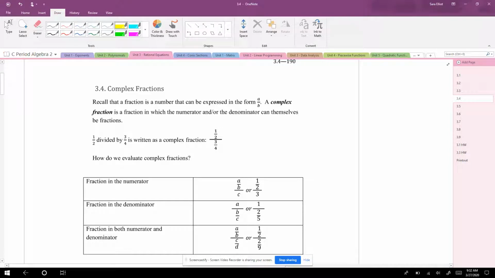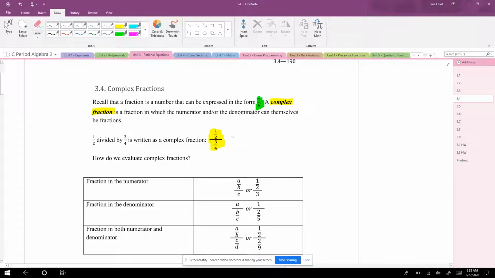Alright, so today we'll do section 3.4, starting on page 190, which is complex fractions. A fraction is just written in the form a over b, but a complex fraction is where the numerator and denominator of those fractions are also fractions. So, like this, where you have 1/2 over 3/4.